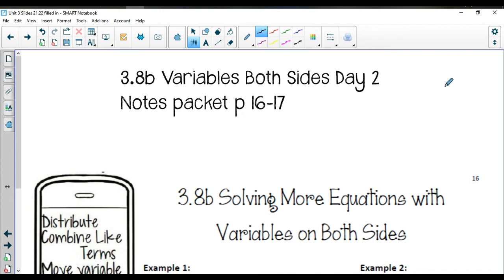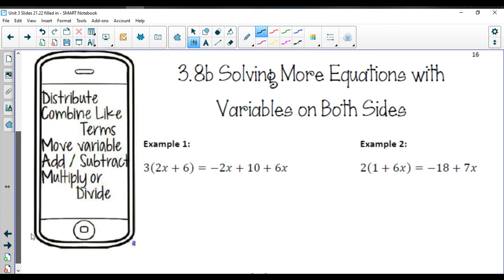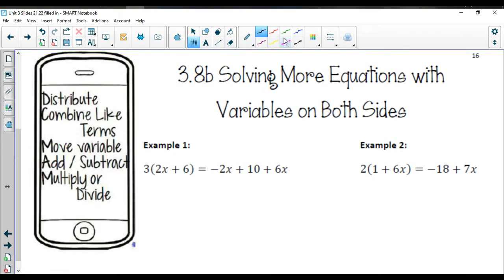This is lesson 3.8b, variables on both sides. This is day 2. We're in your notes packet on pages 16 and 17. So we're going to see a little bit more intense equations today, and we're going to have to follow the steps that are on the page here.